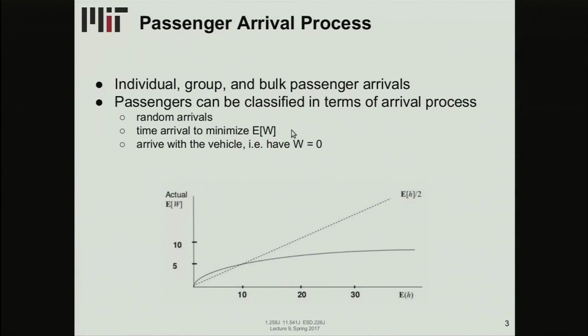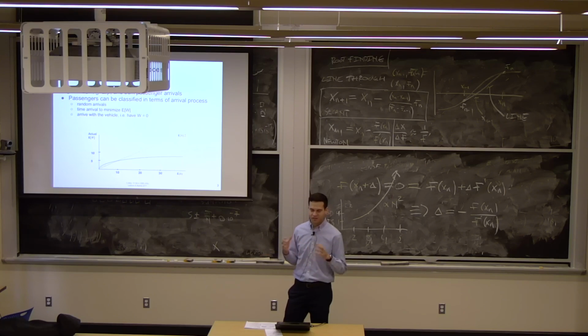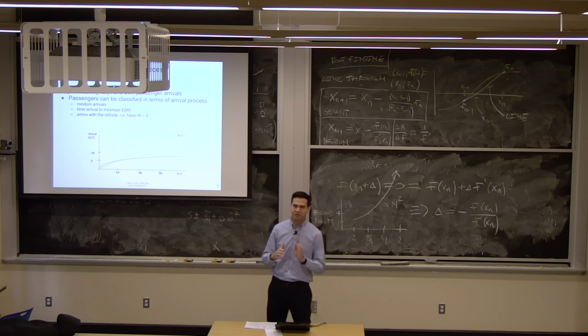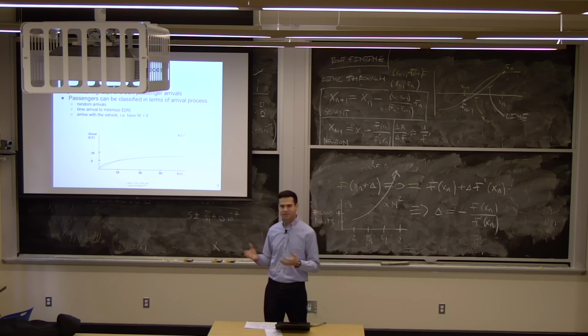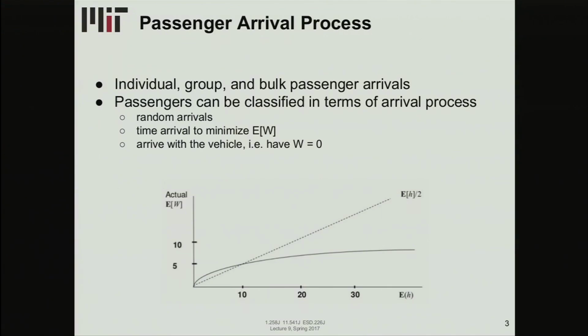Okay, then some passengers will time their arrivals to minimize waiting, right? So this could be that you have a phone app or a schedule, and you show up a couple of minutes before. You're trying to minimize your waiting time. You're trying to arrive shortly before the vehicle departs. And then there's the running to the vehicle before it leaves the stop, and therefore have no waiting. That's everyone's favorite, right?